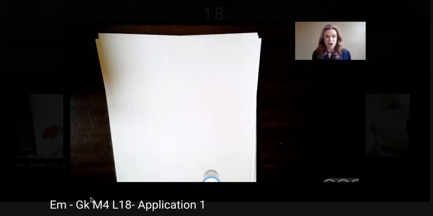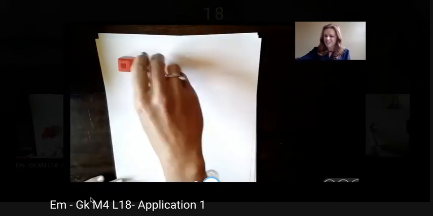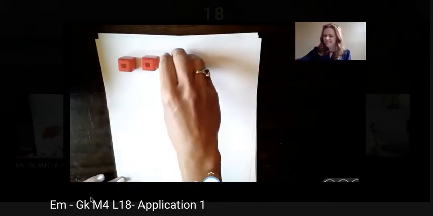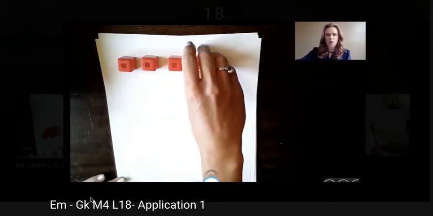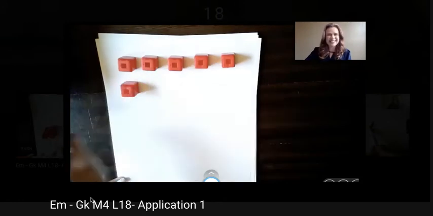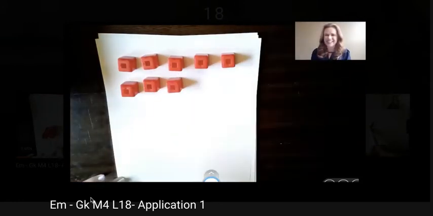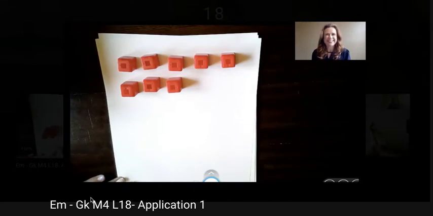Sam went to the farmer's market and bought 8 pieces of fruit. Count with me. Ready? 1, 2, 3, 4, 5, 6, 7, 8. Make your fruit look like mine.